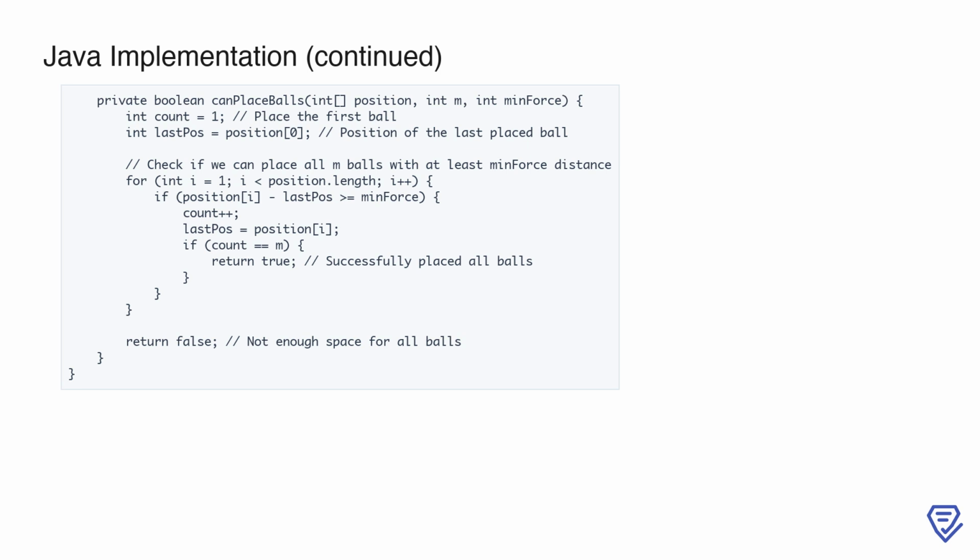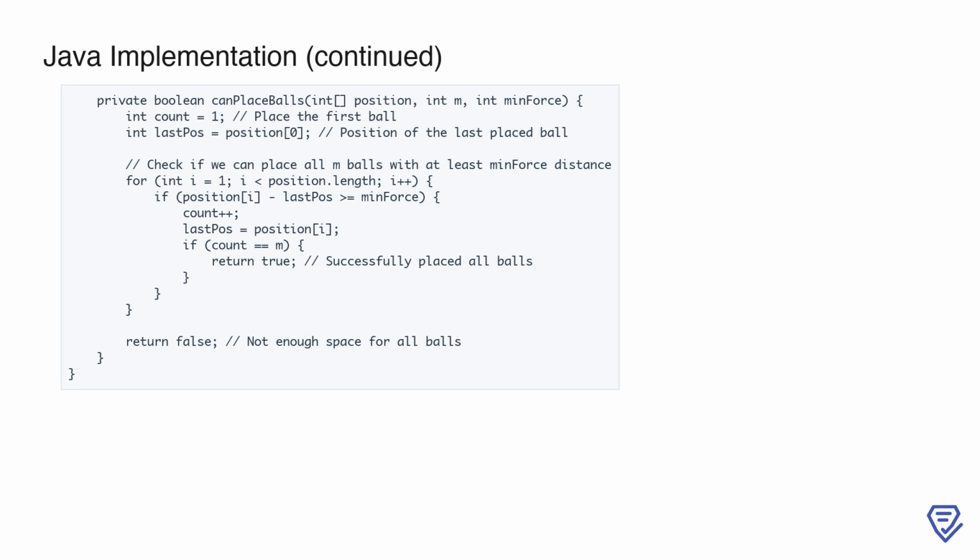The helper method canPlaceBalls is crucial for determining if it's possible to place all m balls with a minimum distance of min force between them. We start by placing the first ball at the first position in the array, initializing count to 1 and lastPos to the position of the first ball. Then, we iterate through the rest of the positions. For each position, we check if the distance from the last placed ball is at least min force. If it is, we place another ball at this position, increment the count, and update lastPos to the current position.